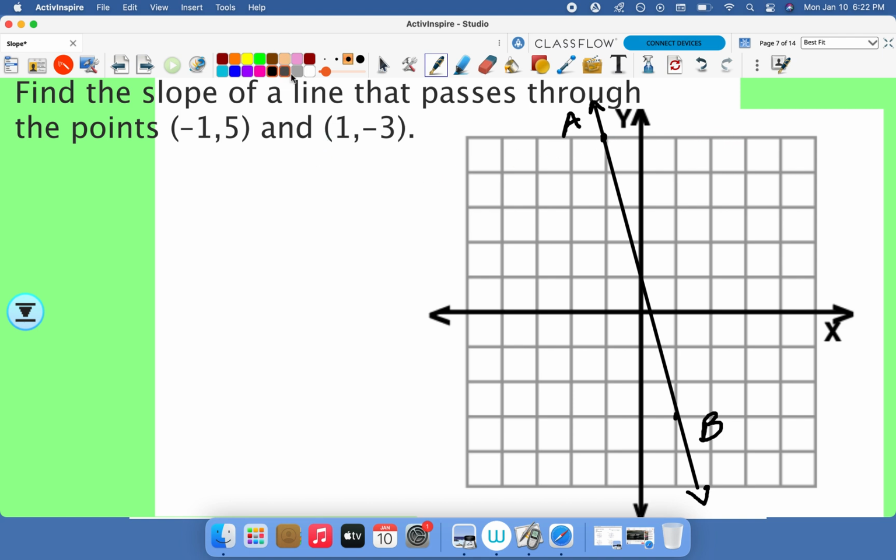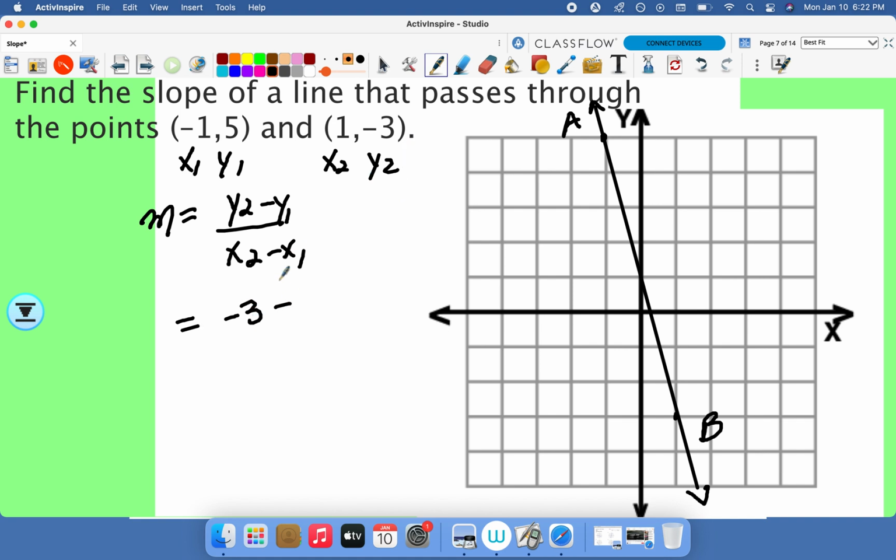Now we have to find out the value of the slope, the steepness. So m for slope equals y2 minus y1 over x2 minus x1. We have 2 points. It doesn't matter who you call x1 and who you call x2. Because this came first, I'll call this one x1, y1, and this one x2, y2. Now it's just a matter of plugging them in. So y2 is -3 minus y1, which is 5, over x2, which is 1, minus x1, which is -1.